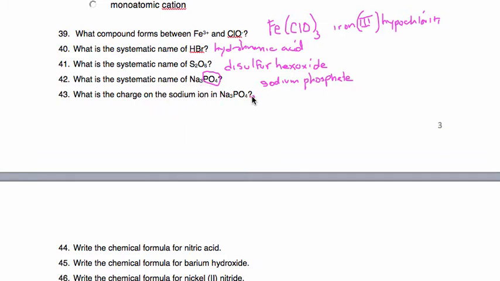What's the charge on the sodium ion in this? I think I've already said. It's +1. It's always +1. Sodium is a column 1 metal. All right, scooting down here to number 44. What's the chemical formula for nitric acid? Nitric acid is based on nitrate. There's nitrate. I put enough hydrogens on it to make it neutral. There's nitric acid, HNO3.